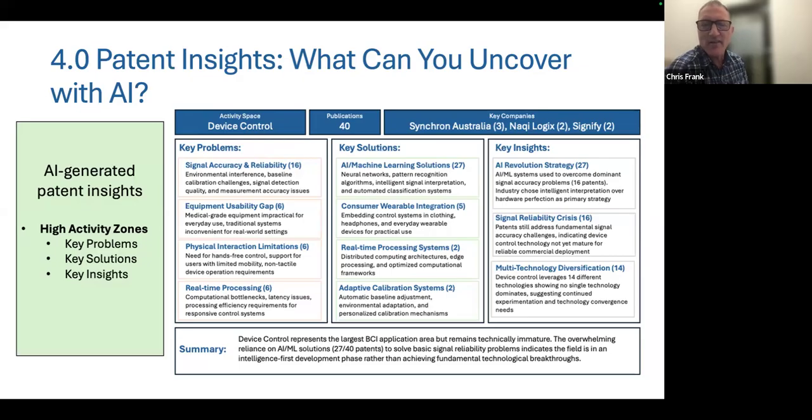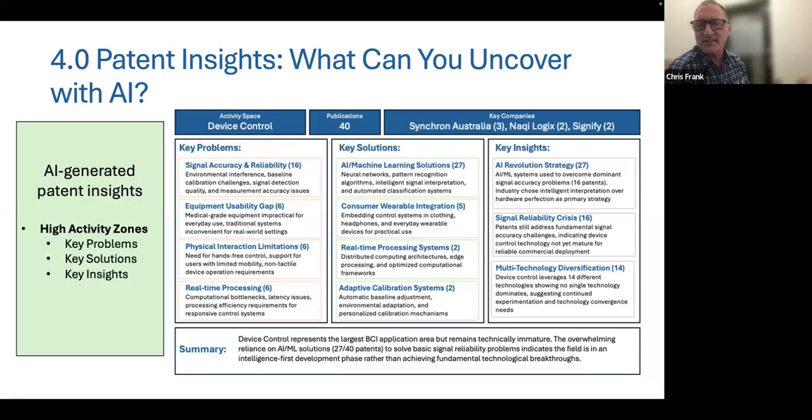There are other problems that are being addressed: equipment usability gaps, physical interaction limitations, and real-time processing. So those are other problems that you may or may not care about. And depending on whether you care about them, you want to follow them sooner rather than later. But this really breaks down the device control area into smaller segments as well for you to think about.